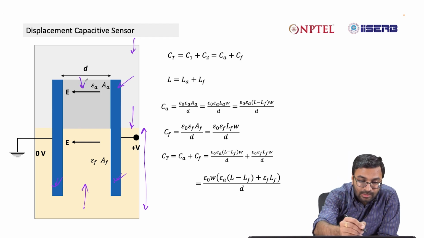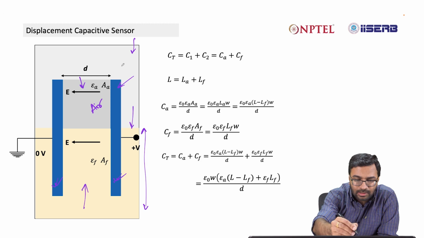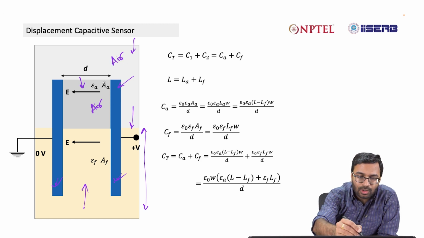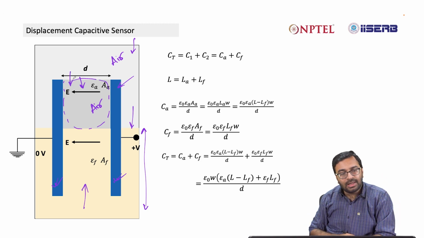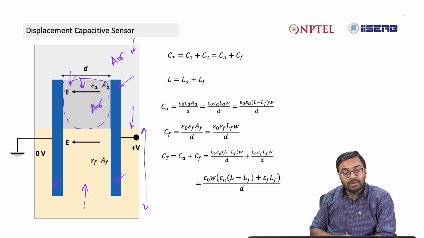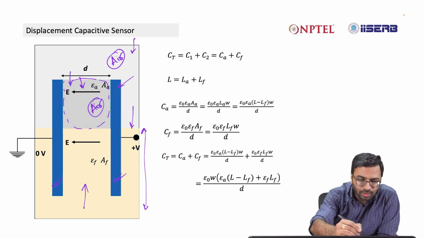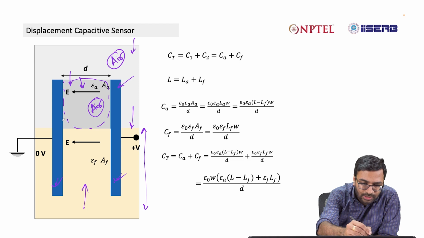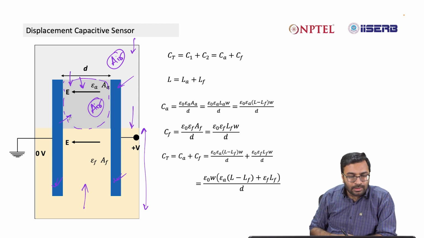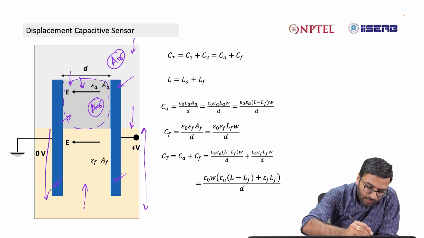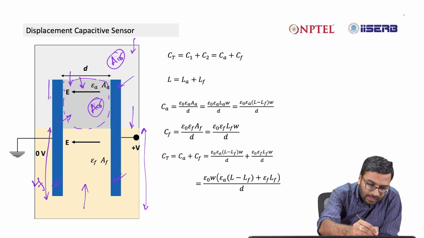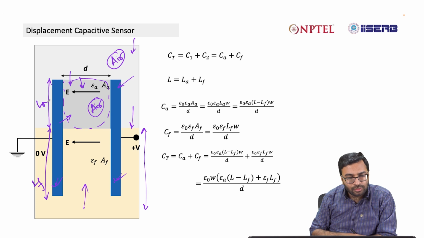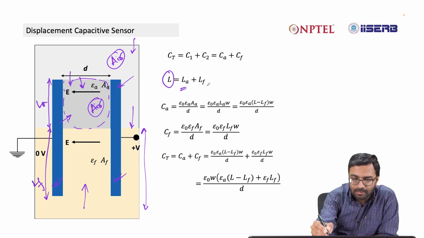And here the dielectric is, say, air. Here also it is air. Just because this portion is in between two electrodes, I have taken a darker shade. But consider this is air, so the dielectric material in this portion is also air. Consider the level of fluid is LF and the level of air in this capacitor is LA. So the total length L will be LA plus LF.